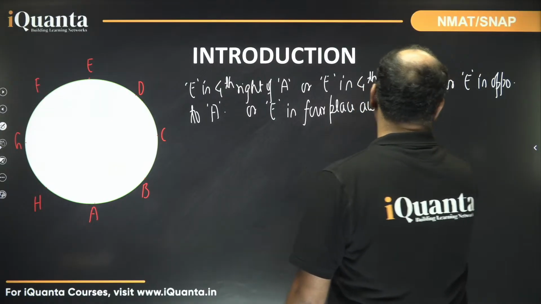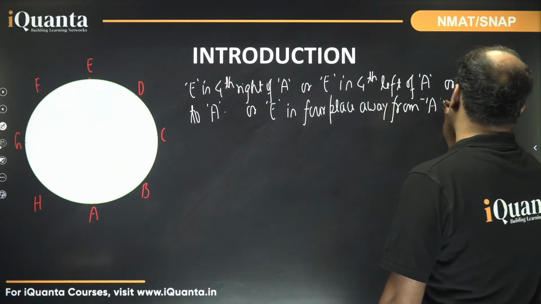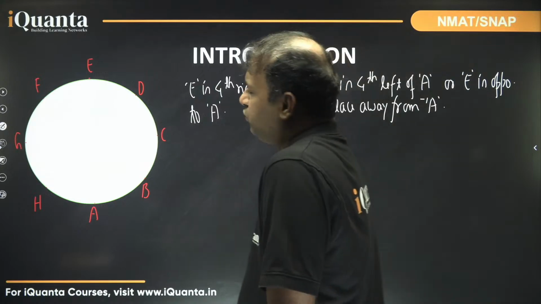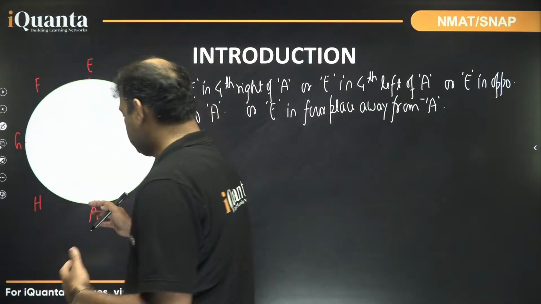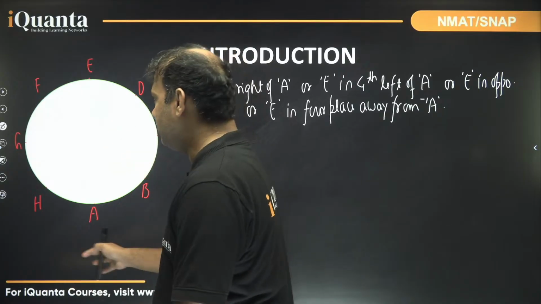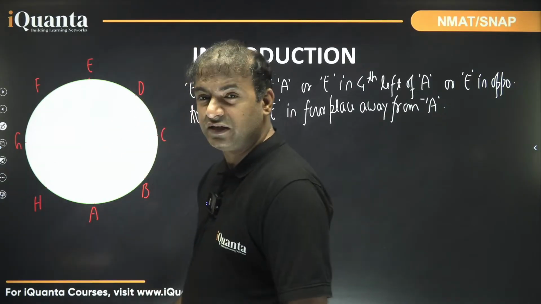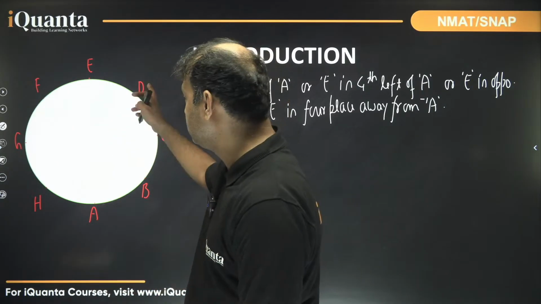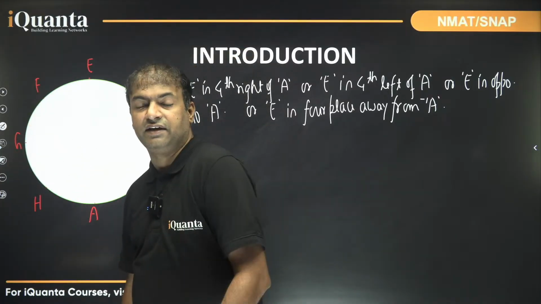For example, guys, see, if you discuss 3 places away, right? So 3 places away from A on the right hand side is D, and on the left hand side is F, right? So 3 places away, there are 2 people. On the right side, you can say it is D. On the left side, you will say it is F.